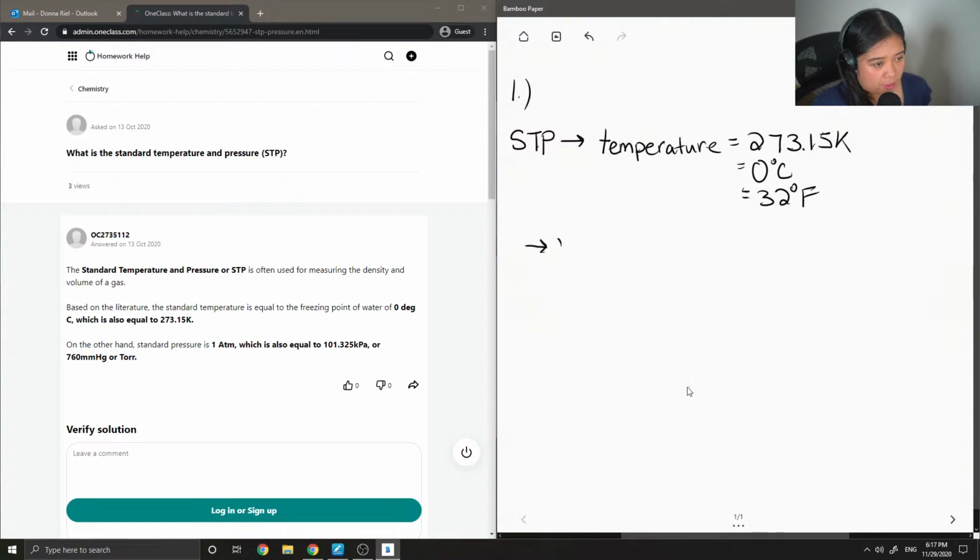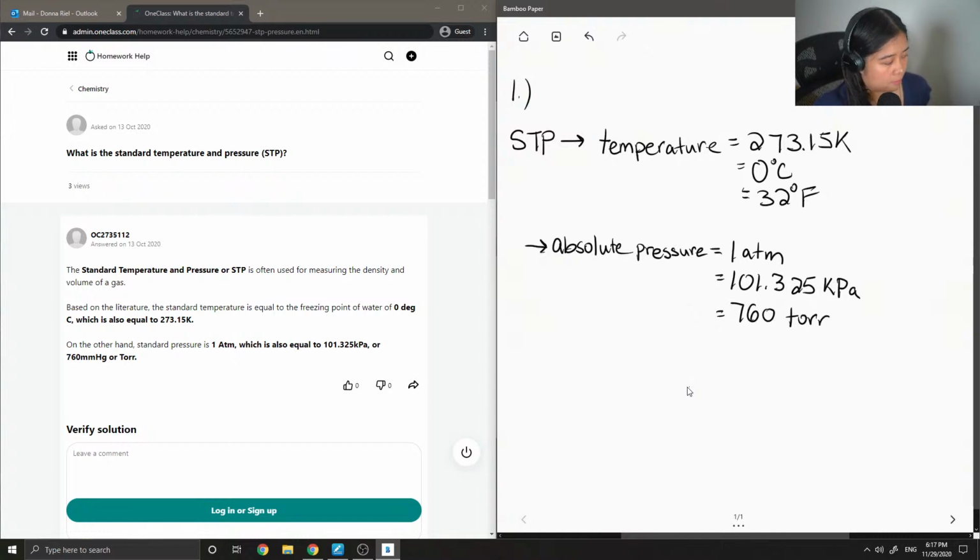Absolute pressure, on the other hand, let me just write it down. This is equal to 1 atm, which can also be seen as 101.325 kilopascals, and 1 atm is equal to 760 torr. So these are all the standard temperature and pressure values.